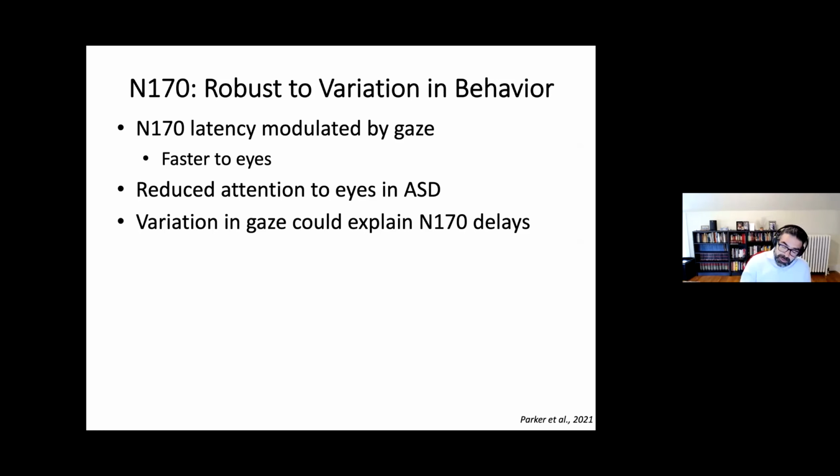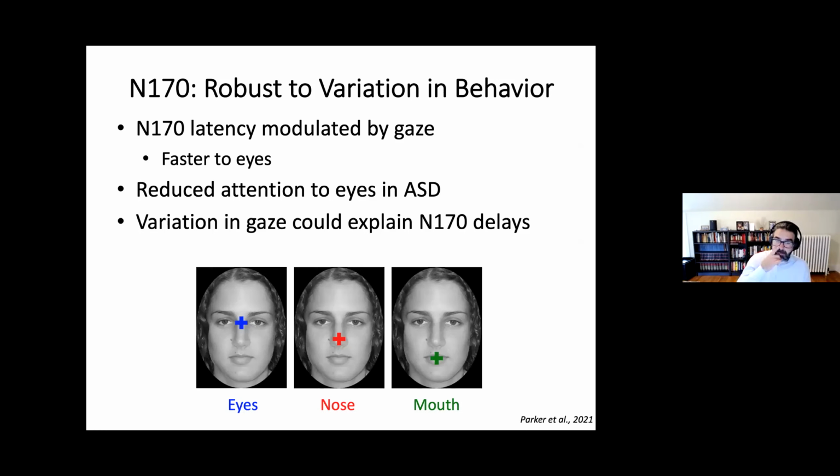So we did an experiment to look at that. And we used crosshairs on screen preceding faces to control, so that we were making a person look to the eyes, making a person look to the nose, making a person look to the mouth. And what we wanted to understand was, if the person looks to the eyes, do the differences that we've seen in the people with autism go away?